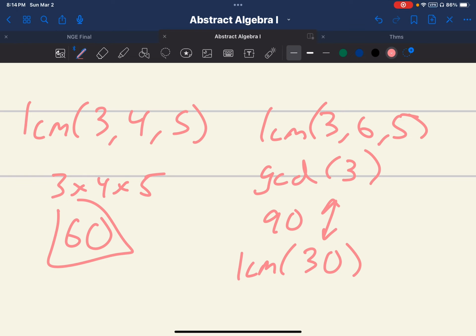And if you get good at this, then you don't need the cake method unless these numbers are really big and very difficult to interpret whether or not they're relatively prime or what their GCD is. But yeah, anyway.